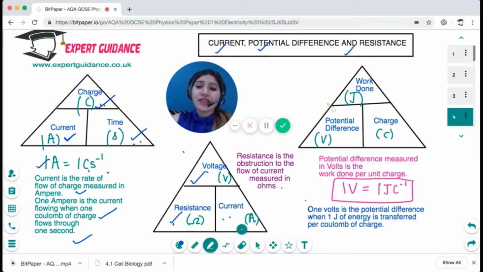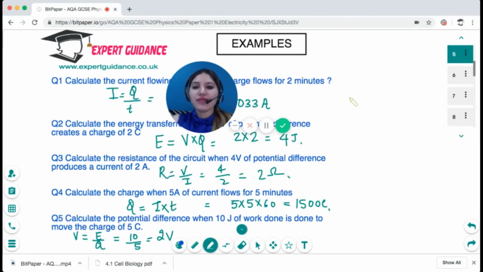And the last definition is potential difference, which most students forget. So please make sure you remember that. Potential difference is work done per unit charge. So potential difference is measured in volts, work done is measured in joules, and charge is measured in coulombs. So 1 volt is 1 joule per coulomb. So 1 volt is the potential difference when 1 joule of energy is transferred per coulomb of charge. Okay, so I hope these definitions of current, potential difference, and resistance are clear to you.